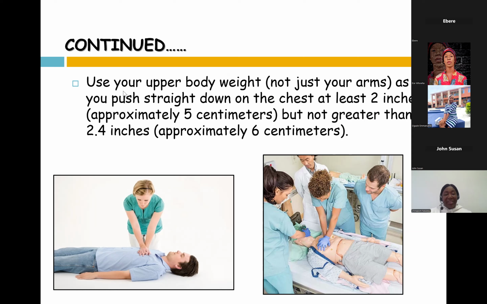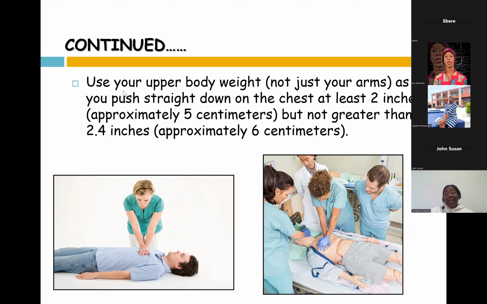Very good. So you might end up damaging the person's organ. That's what Henry has said. And the next person, Esther, said, you might break the ribs. That is one of the commonest complications of CPR.